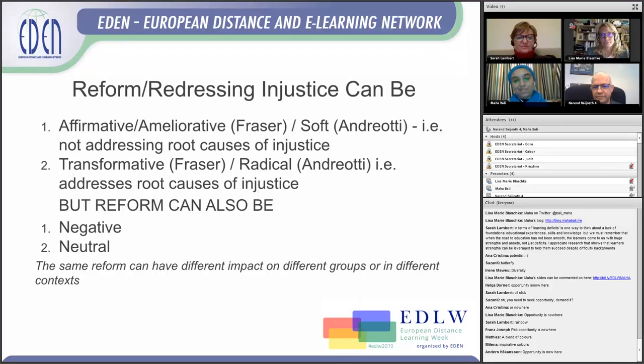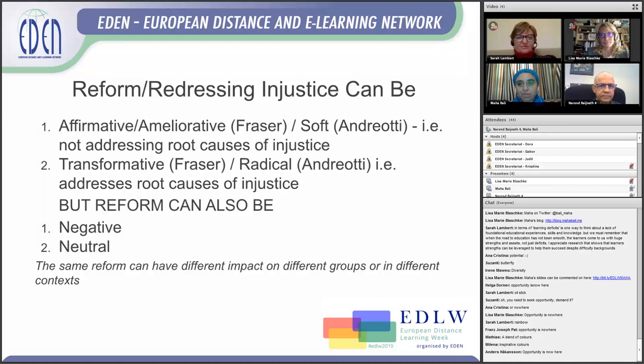And so the other thing to consider, which again comes from Nancy Fraser's work, but also Andreotti's, is that when we come to address issues of social justice, we may not be addressing the root causes of the injustice. We might be making small affirmative or ameliorative changes that fix the immediate access problem, for example, but not a transformative solution. So this would be kind of like, instead of improving infrastructure in the country as a whole, providing devices to individuals, but not solving the infrastructural inequality. Something that's more transformative would then have a larger impact and address the root of the injustice.